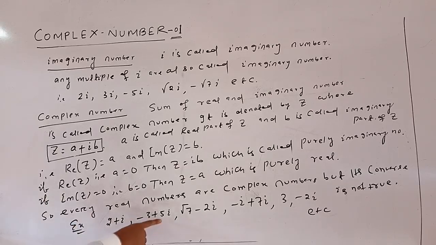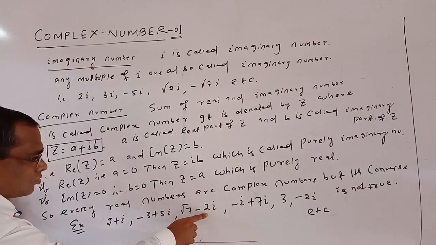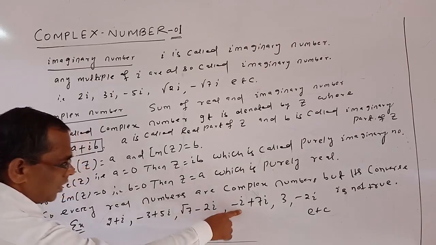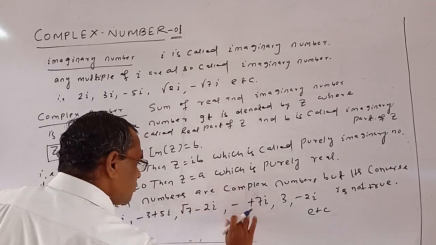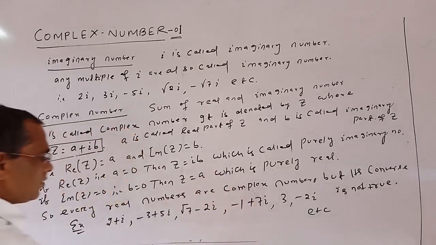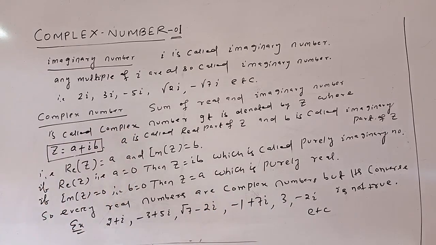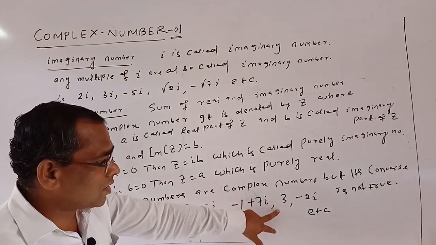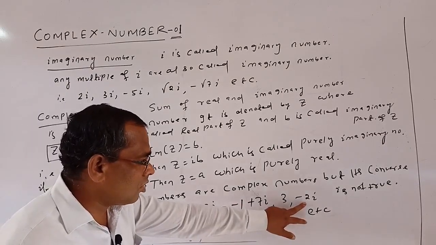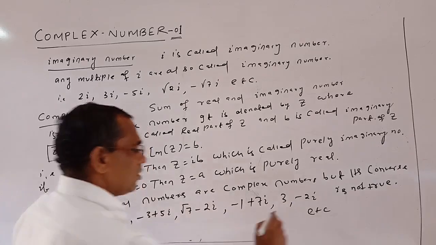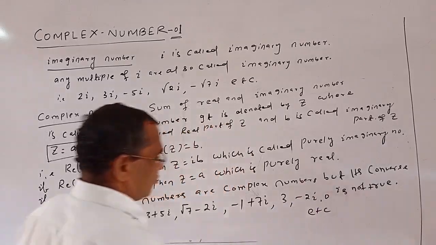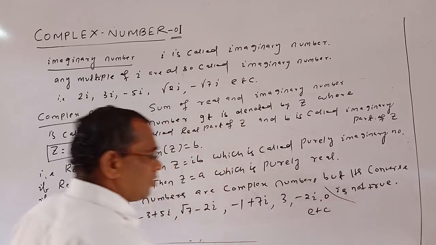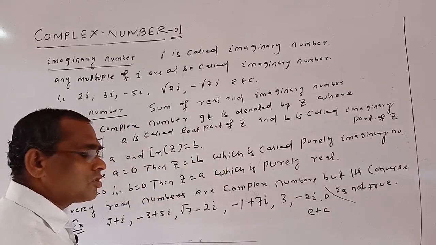Here real part 3, imaginary part 5. Here a is root 7, b is minus root 2. Here a is minus 1 and b is 7. Real part is minus 1, imaginary part 7. Here real part is 3, imaginary part is 0. Here real part 0, imaginary part is minus 2. Also 0 is a complex number because 0 can be expressed as 0 plus 0i.